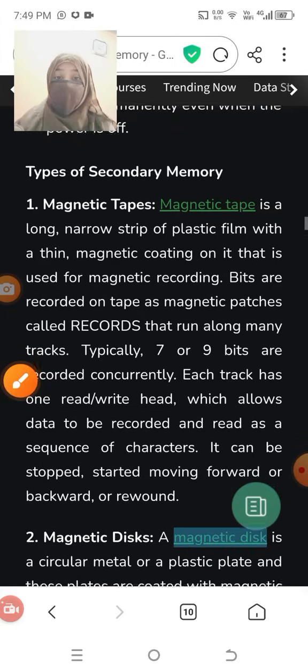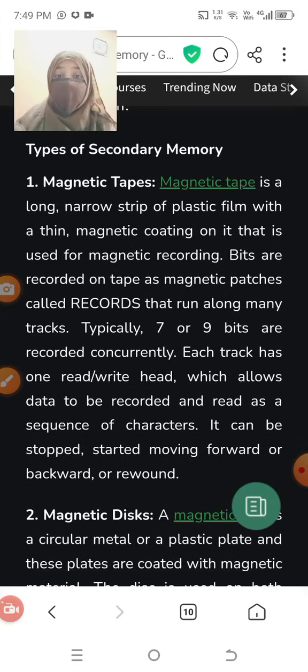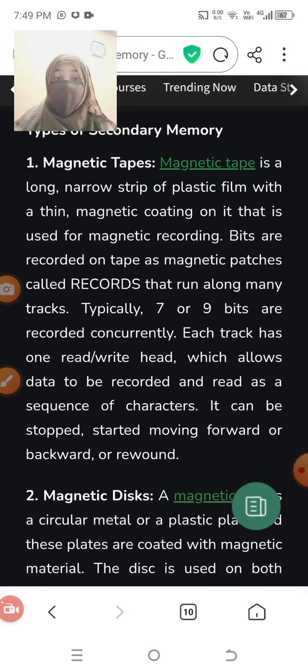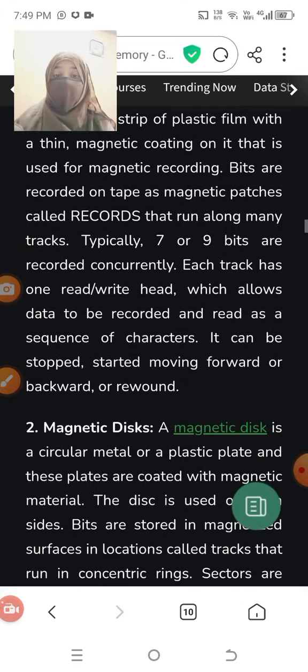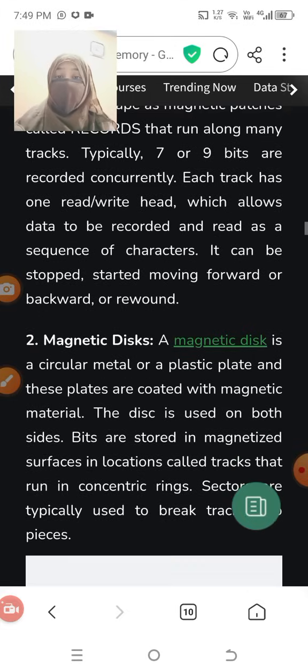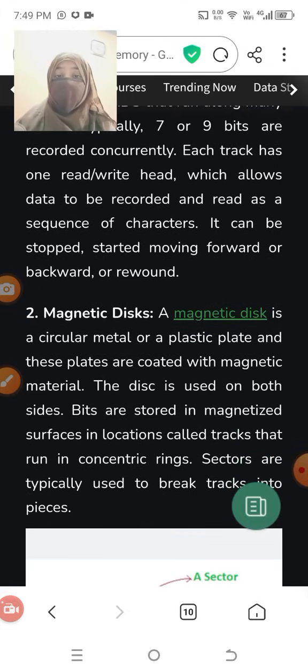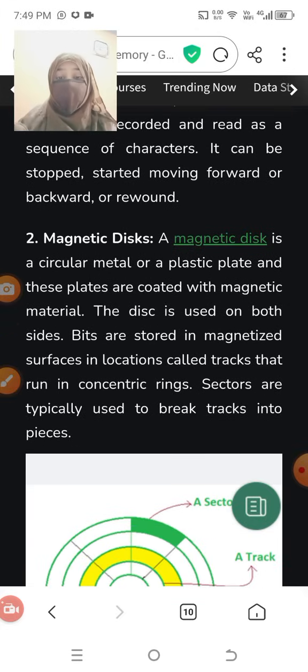Magnetic tape is a long, narrow strip of plastic film with a thin magnetic coating on it that is used for magnetic recording. Bits are recorded on tape as magnetic patches called records that run along many tracks. Typically 7 or 9 bits are recorded concurrently. Each track has one read and write head which allows data to be recorded and read as a sequence of characters. It can be stopped, started moving forward or backward, or rewound.